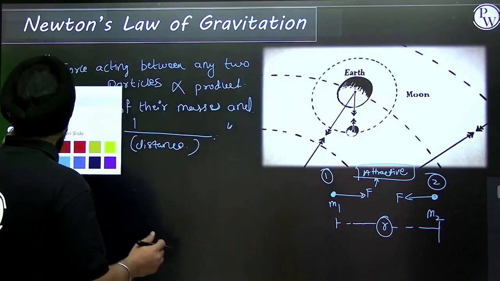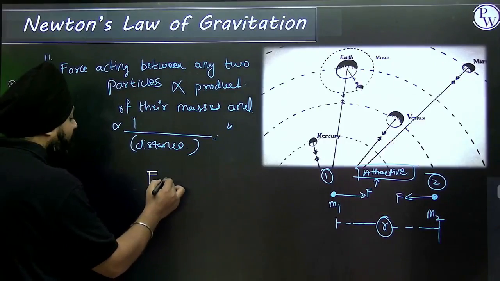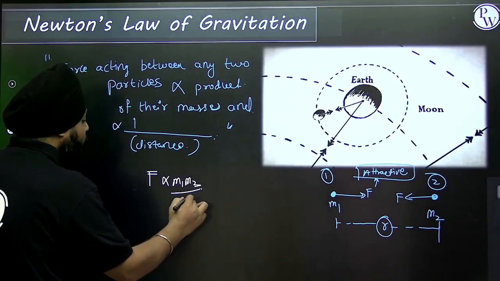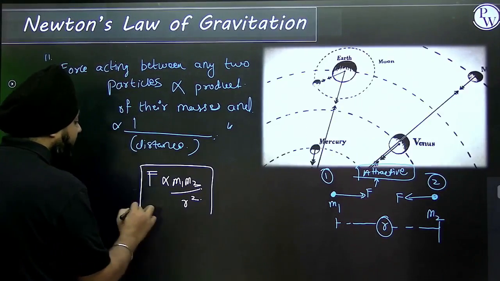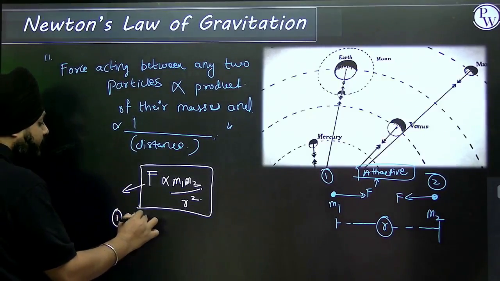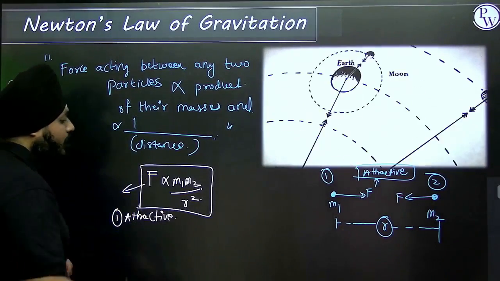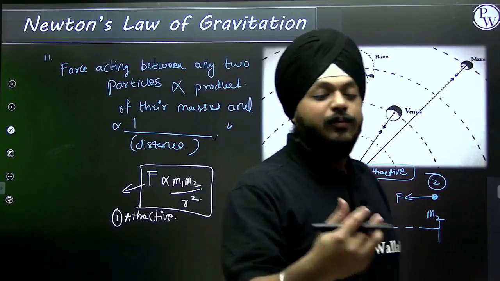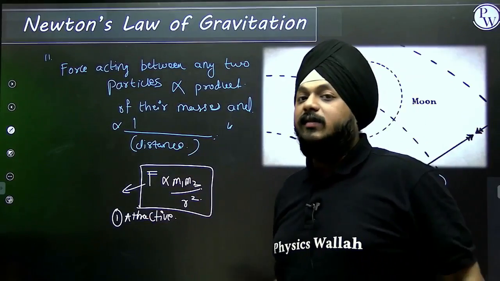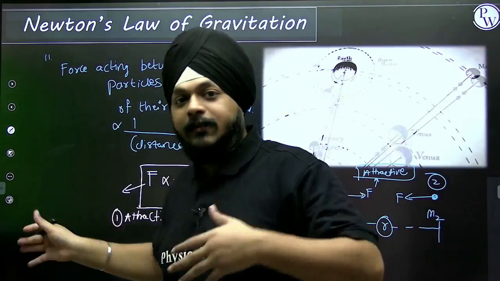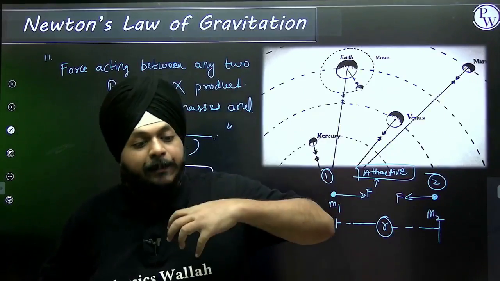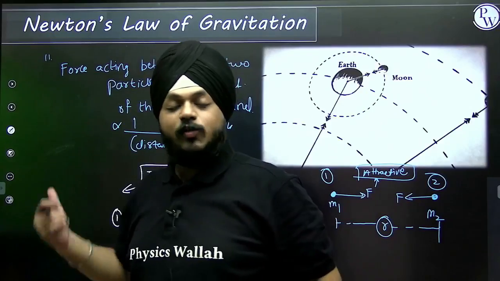What it states, as usual, is that the force acting between the two particles is directly proportional to the product of masses, and inversely proportional to the square of the distance between them. And this force is always attractive in nature. There are some noteworthy points related to this force. That force is always attractive because it always represents a tendency of one particle to attract another. That's why it's always attractive.